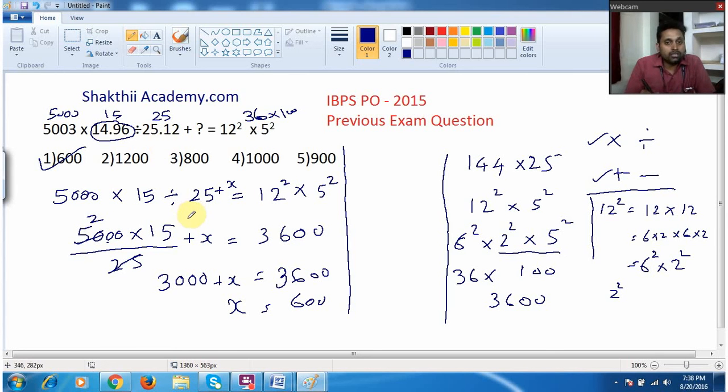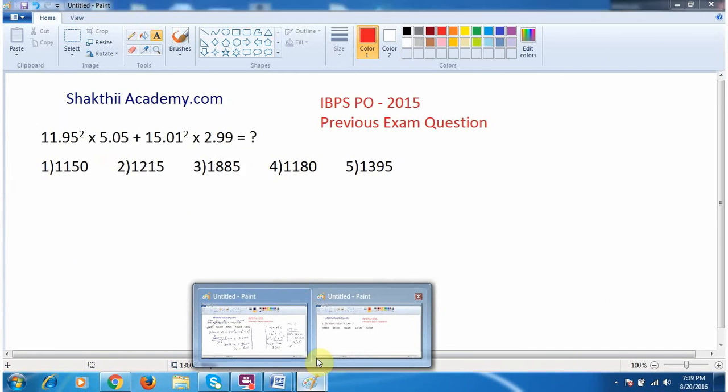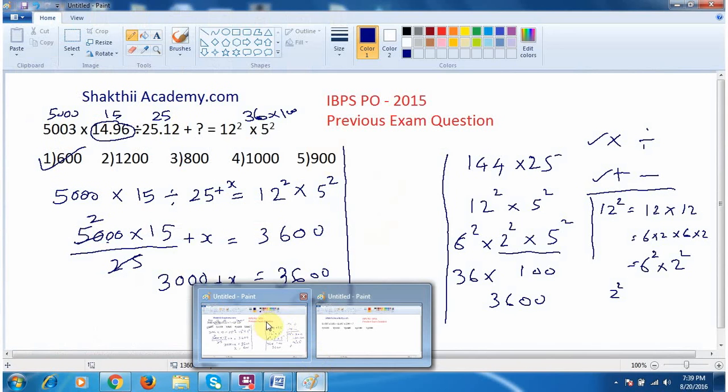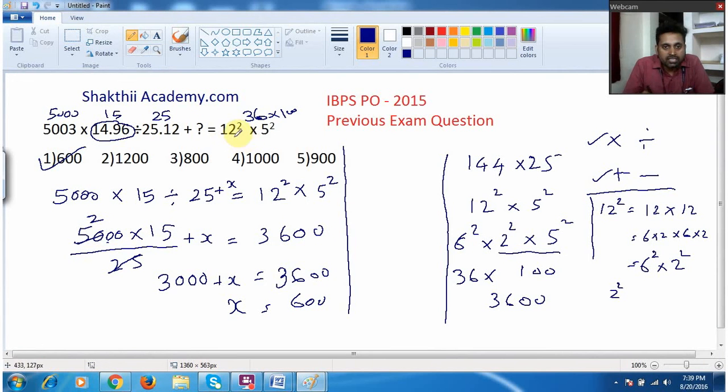I hope you understood this basic calculation, and I will move on to the next question. See, this is an original question which came in the IBPS PO. Here the time saving thing is, if you know the logic 6 square into 2 square into 5 square, and how you can convert this portion, it will save you a lot of time. Is it clear? Okay, now we got the answer as 600. Now I'll move on to the next question.